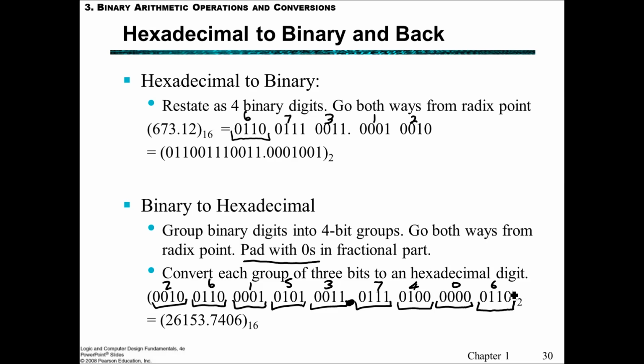And notice if you hadn't put that extra 0 on the end, you may have mistakenly converted this to a 3, which is not correct. It needs to be a 6. And so this is 26153, radix point 7406.